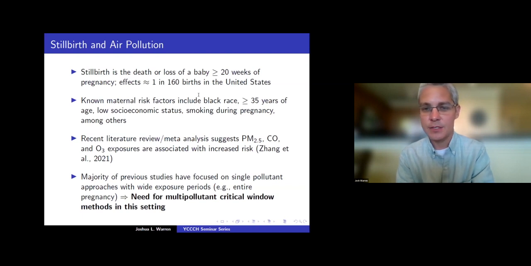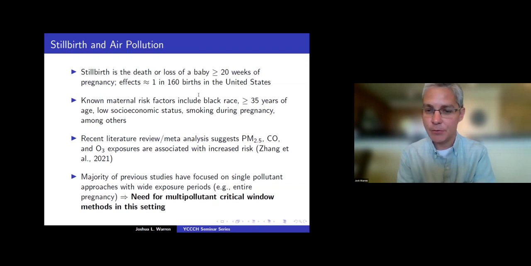So stillbirth, the death or loss of a baby at least 20 weeks into pregnancy, affects about 1 in 160 births in the US. There are some known maternal risk factors: Black mother, 35 years of age or more, low SES, smoking, etc.